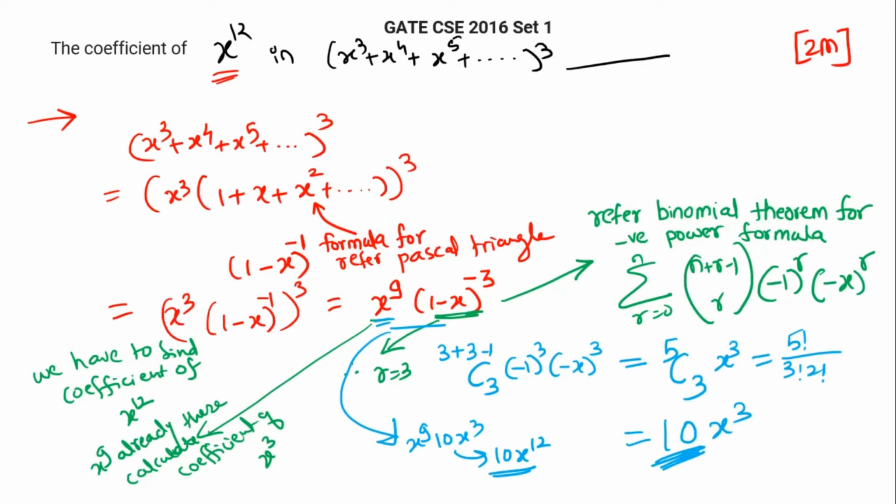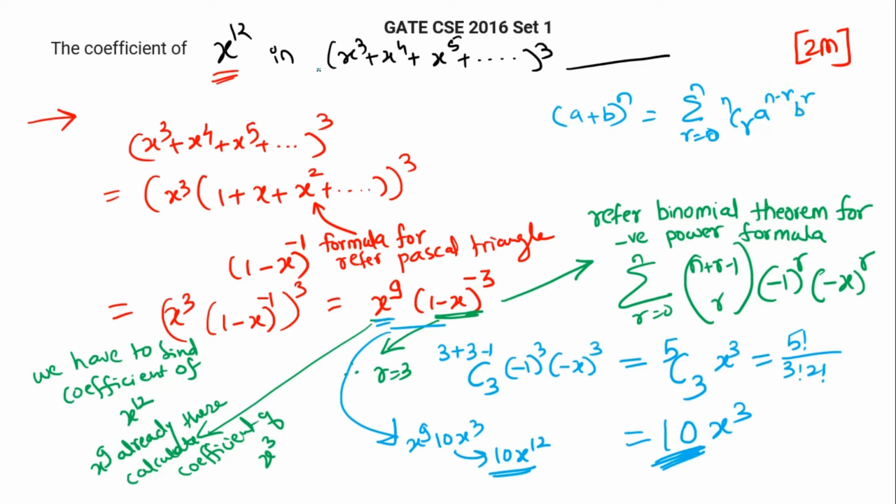Next question. Find the coefficient of x to the power 12 in the expansion of this particular equation. We can solve this by using the binomial theorem. The binomial theorem is of the kind (a + b) raised to n, which we can expand as the summation of r equal to 0 to n, nCr a to the power n minus r, b to the power r.